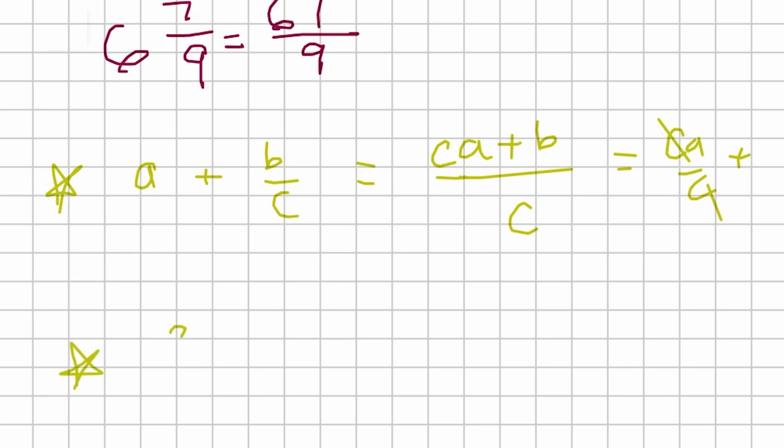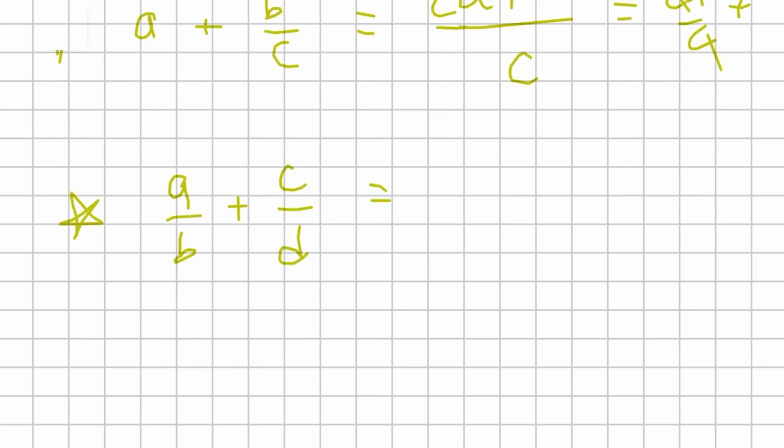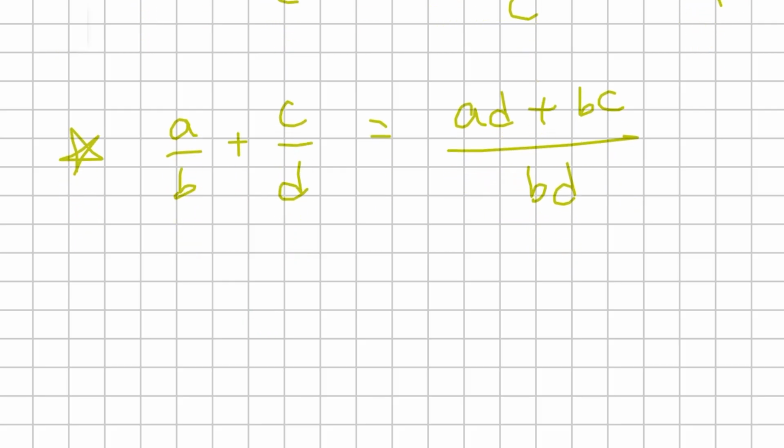Now let's say a by b plus c by d. You cross multiply, right? ad plus bc upon bd. Just the denominators, your denominators get multiplied. This is just one method.